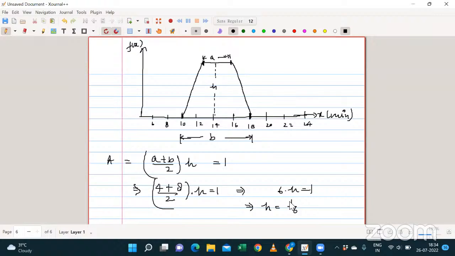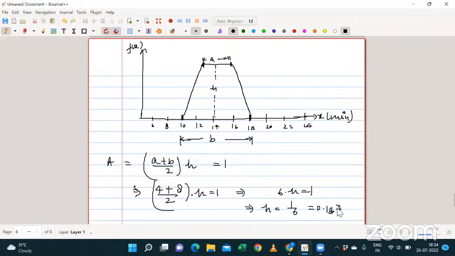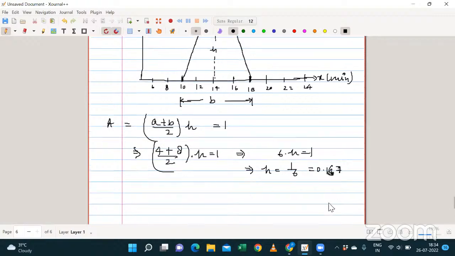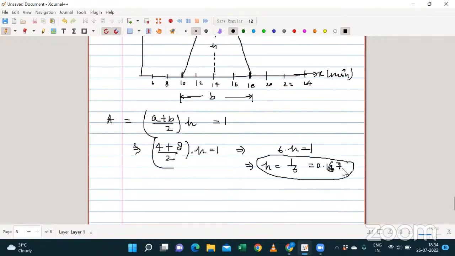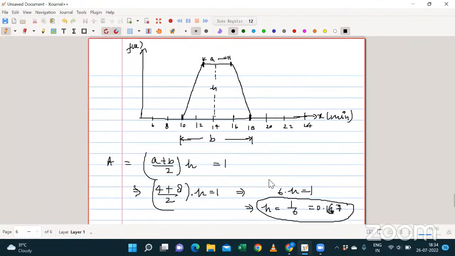But sir, we can simply do two rectangles and one perpendicular. That's what I did, sir. It is the same thing, yes, it is correct. H plus 4H plus H equal to 1. That's what I did.